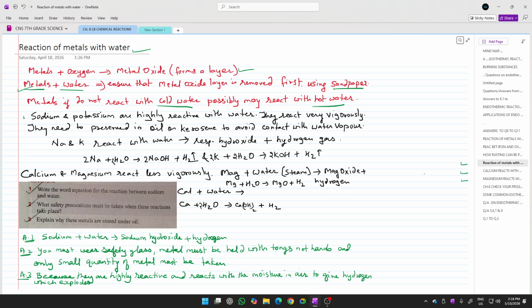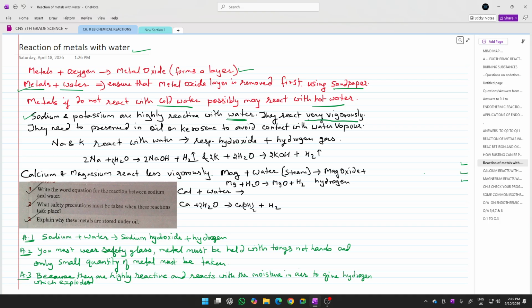So let us start first with sodium and potassium. Now you know that sodium and potassium are highly reactive. In the reactivity series they occupy the highest position. So they are very highly reactive, and because they are highly reactive, they are highly reactive with water also. When metals like sodium and potassium come in contact with water, they react very vigorously, and they need to be preserved in oil.